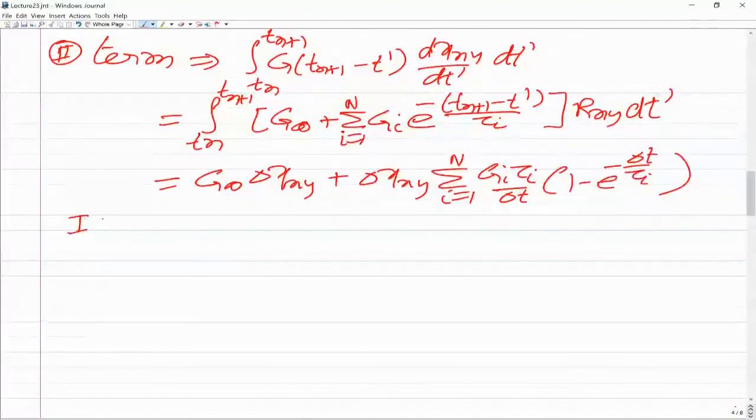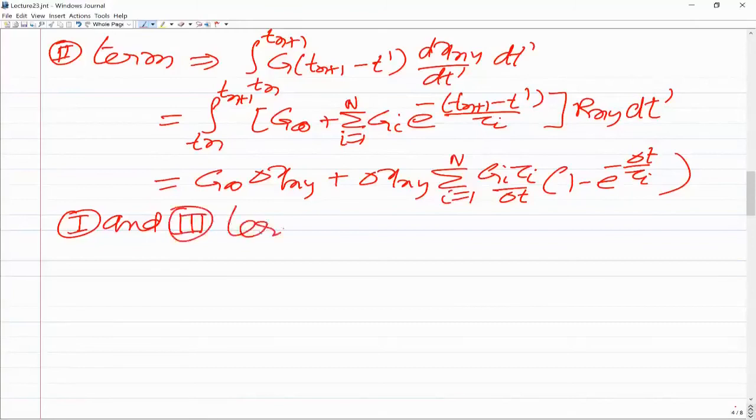Sorry, the first and third terms. So the first and third terms put together, we denote as delta tau xy, with a superscript n, denoting that this is for the nth step. And why delta tau? Because this is the difference of two g values.